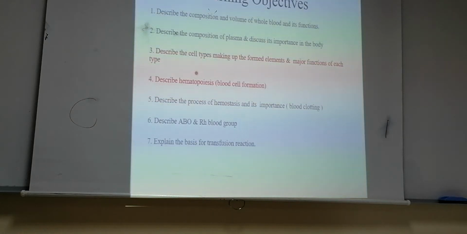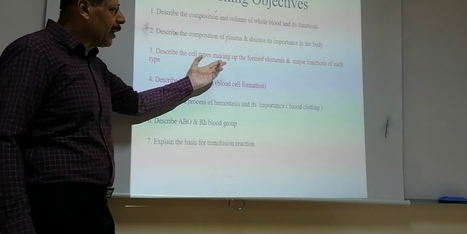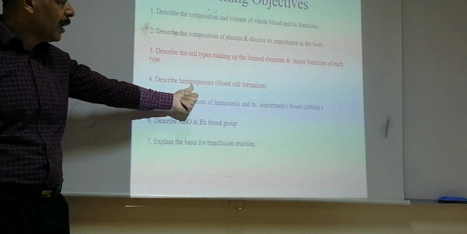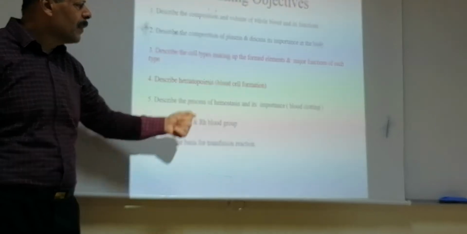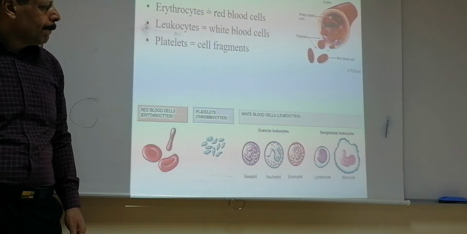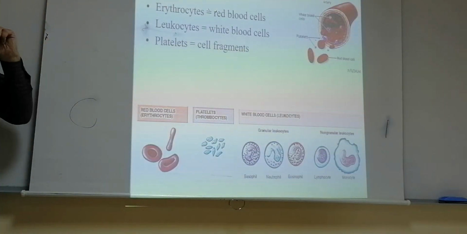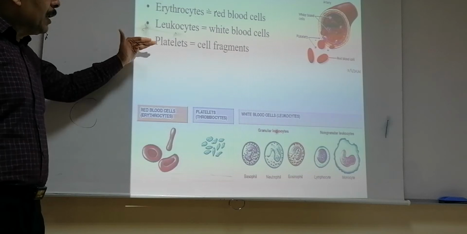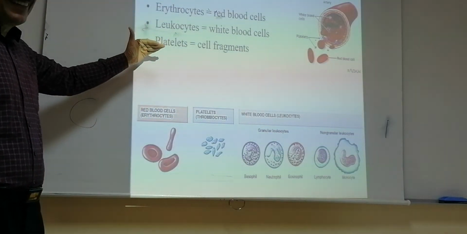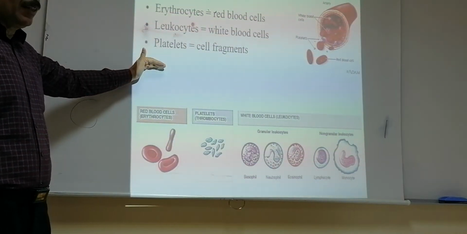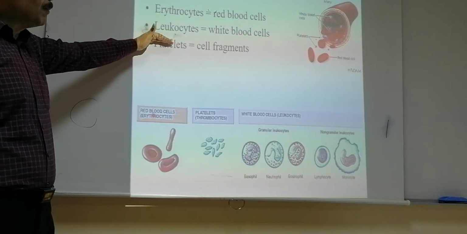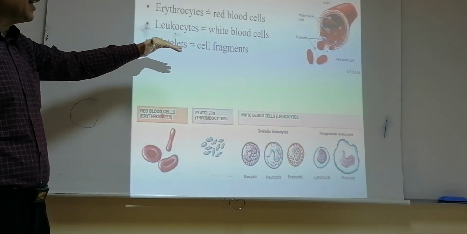Now we'll come to the description of the cell types making up the formed elements and the major function of each, and describe hematopoiesis, or blood formation. The formed elements of the blood, as we said, are the erythrocytes or red blood cells, the leukocytes, and the platelets. So, erythrocyte, red blood cells, white blood cells or leukocyte, and the platelets.